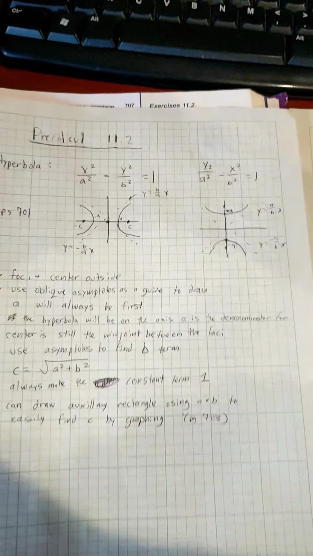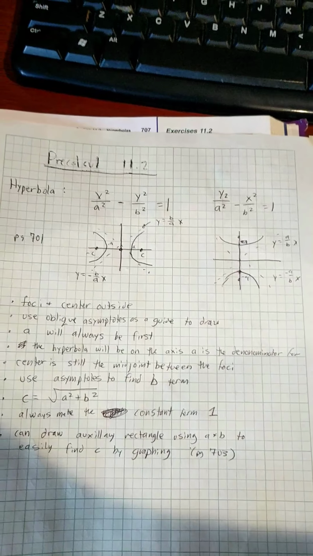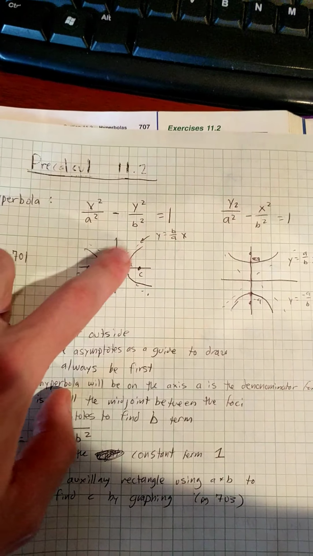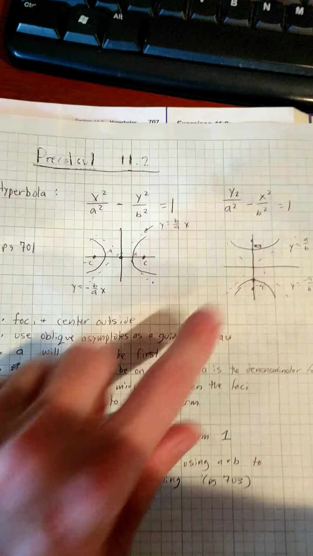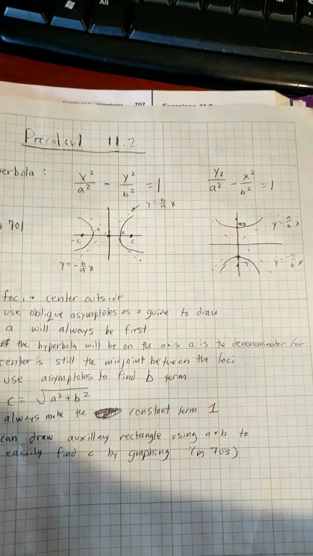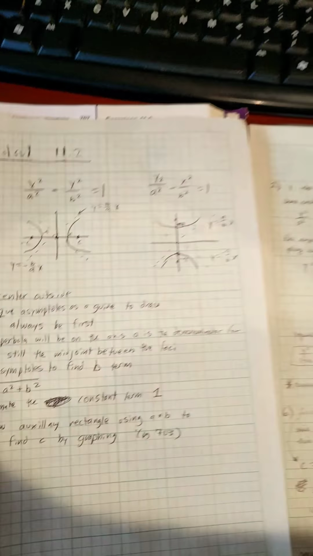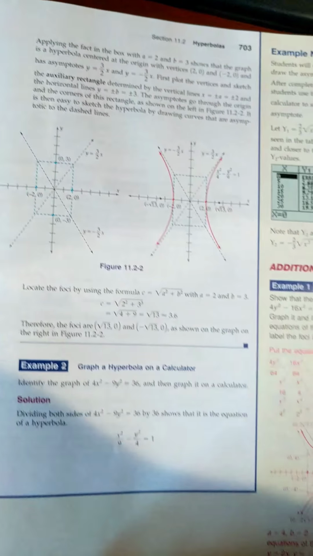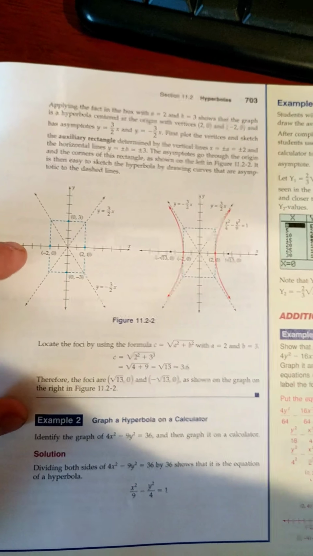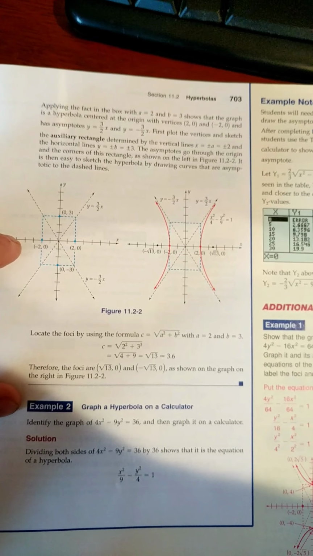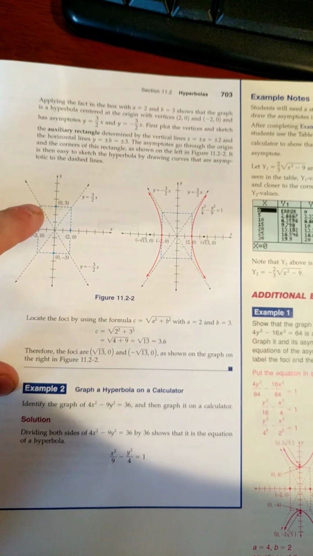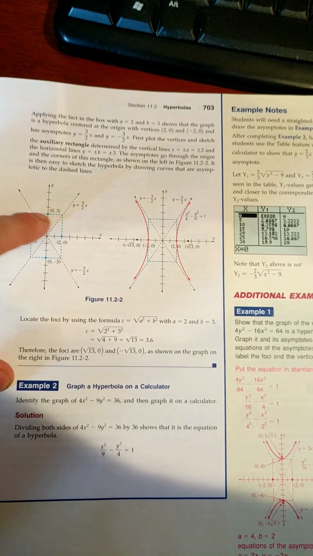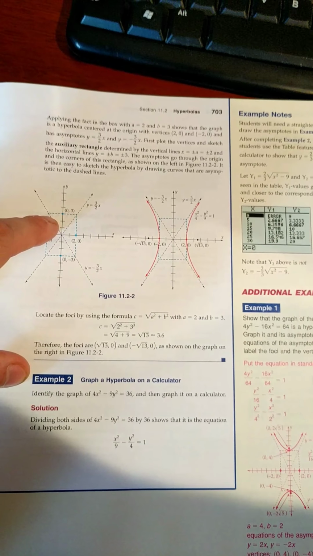So, hyperbolas are unique because they have oblique asymptotes. So you can see the dotted lines here and the dotted lines here. Your asymptotes can help you draw the hyperbola as well as drawing this auxiliary rectangle that you see on page 703. For the auxiliary rectangle, you just make a rectangle with a and b, where your points are a, b, negative a, b, and all that stuff.